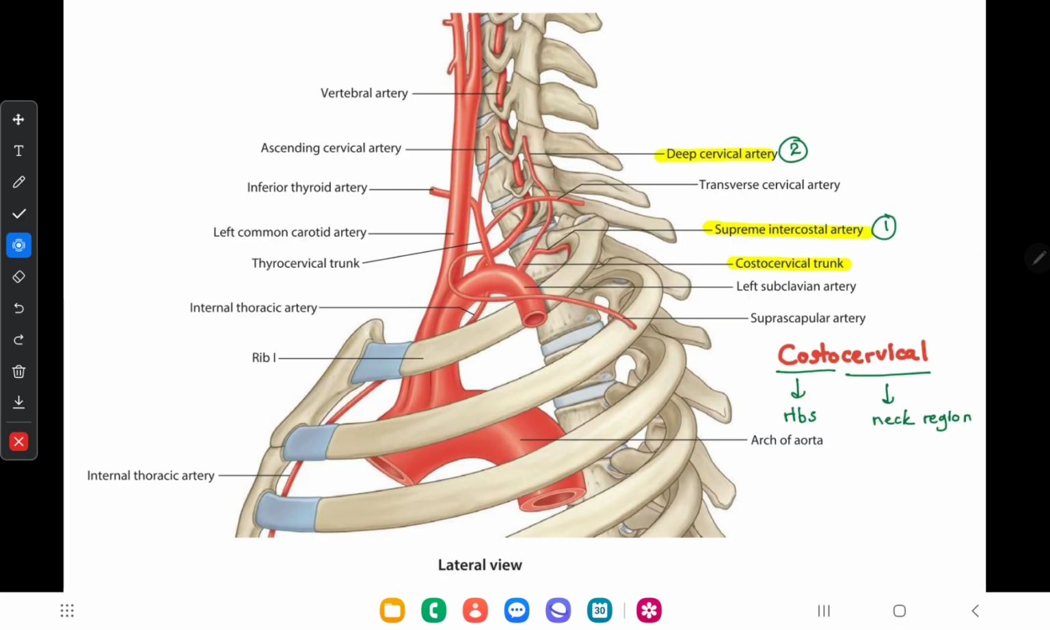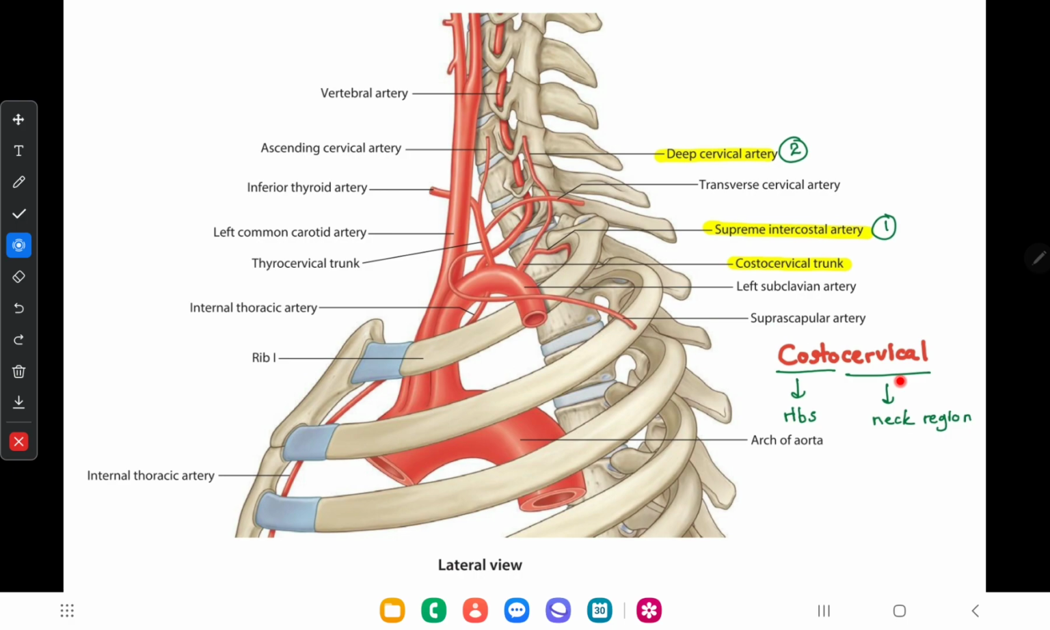Costocervical trunk. Costocervical trunk means the branch arising from the second part of the subclavian artery. So, you can see I have clearly explained. Costo means ribs. So, cervical means neck region. You know that. So, this costocervical trunk gives blood supply to the ribs as well as to the neck region.